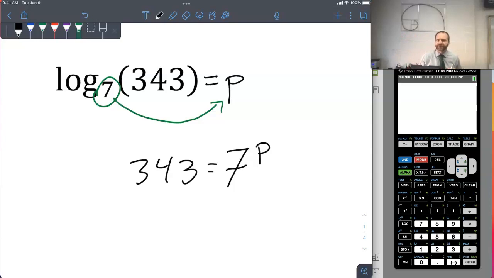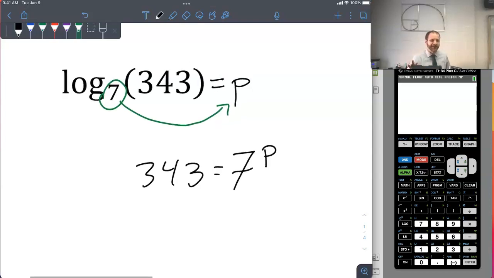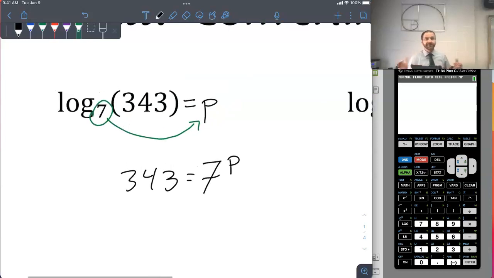What power of 7 gives me 343? I have to find that. That's my p. But I'm expected to know beyond 7 squared is 49, and you can. Maybe it's not memorized, but you can. If you know 7 squared is 49, then you multiply that by 7, and that's going to give you 7 cubed. Now, 49 is really, really close to the number 50.